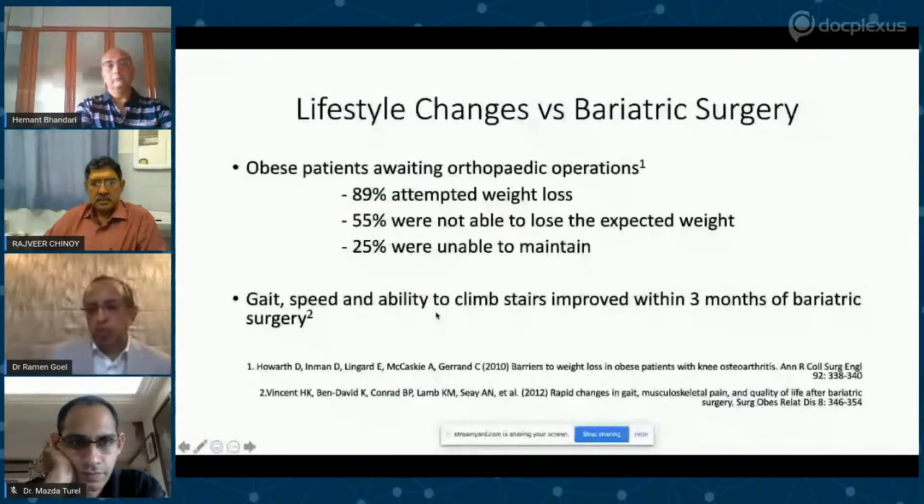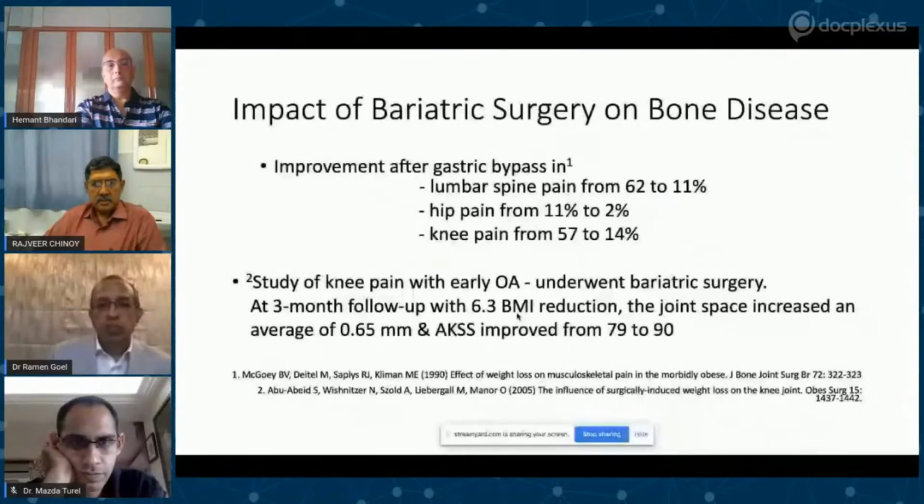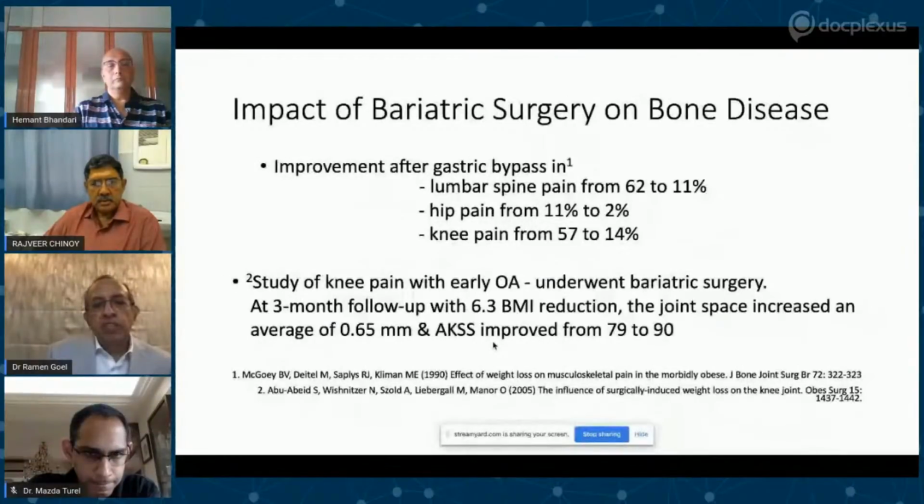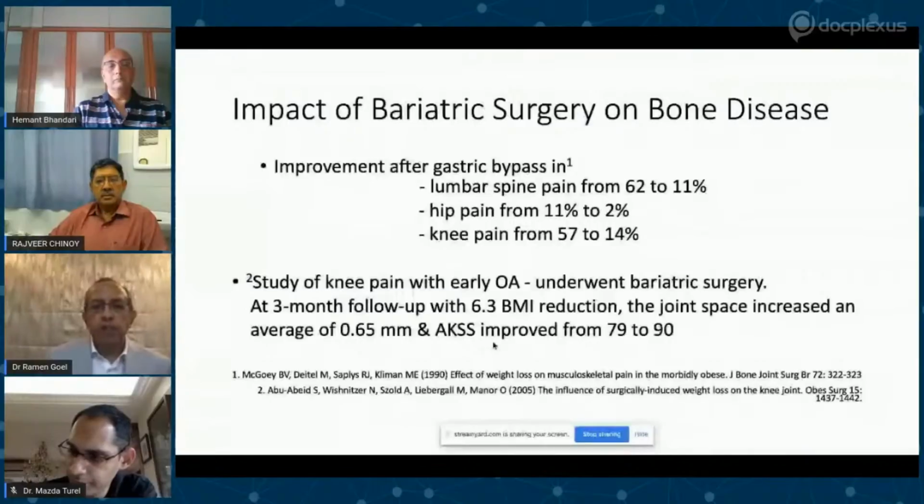So it's not that you need to wait for a year before you see improvement. Now, this is not only about patients with advanced arthritis. Even those who came with early arthritis, if they had a bariatric surgery, at 3 months with just 6 BMI reduction, the joint space increased by about a millimeter, and that leads to significant improvement in their symptom score.